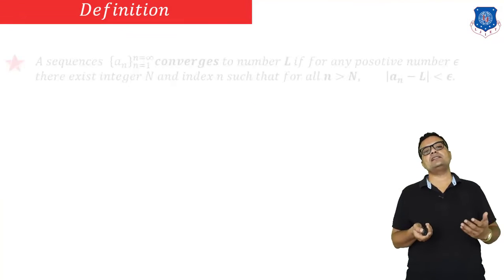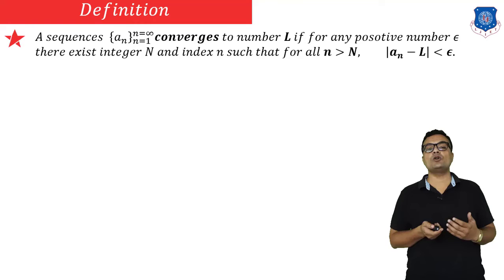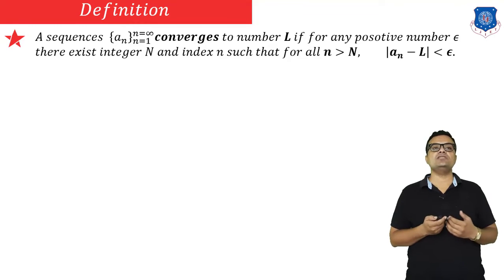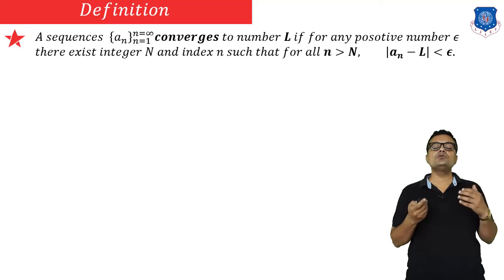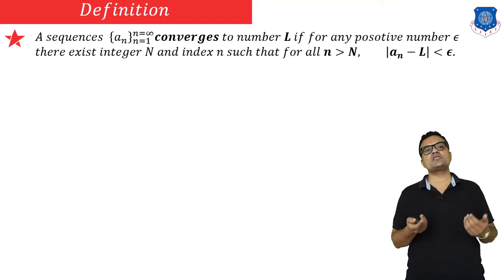Let us define it with the help of this definition: a sequence an is convergent to some number capital L if for any positive number epsilon there exists an integer N such that for all indices n greater than N, the modulus of an minus L is less than epsilon.